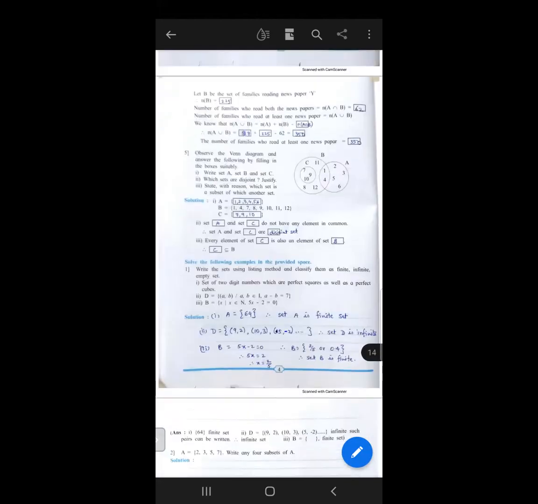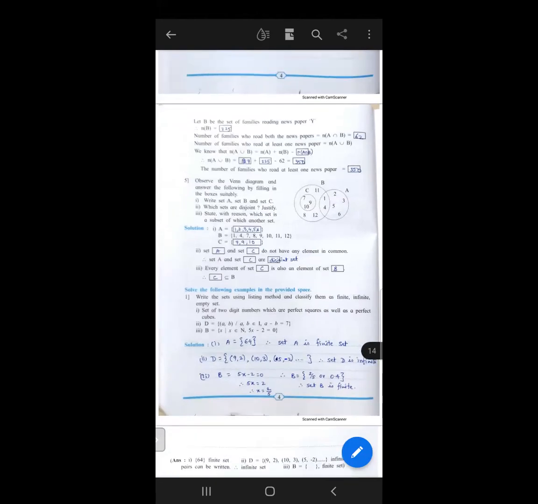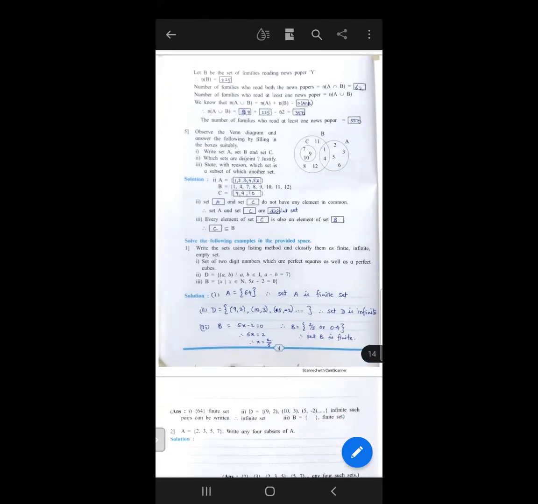Okay, we were here, that is on page number 4. On page number 4 we completed till question number 5, and in that, if you see, the first 3 were solved examples, and question number 4 and question number 5 were the activity-based questions. Okay, so now let us start with the next segment of our lecture, that is, solve the following examples in the provided space.